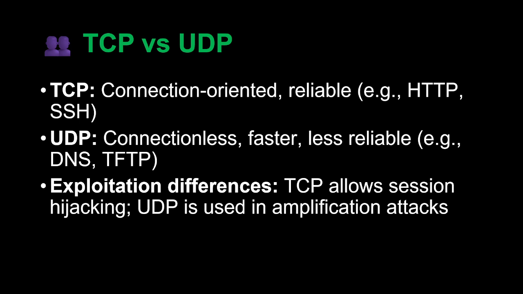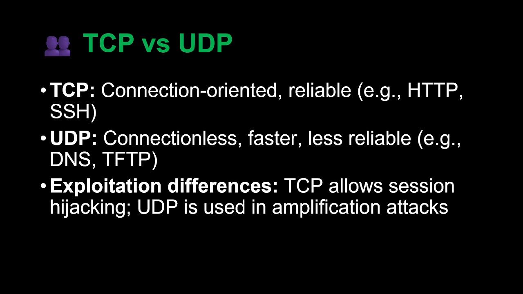TCP and UDP are core protocols. Each has different use cases and vulnerabilities. For example, UDP is exploited in DDoS reflection attacks, while TCP can be manipulated using crafted packets.